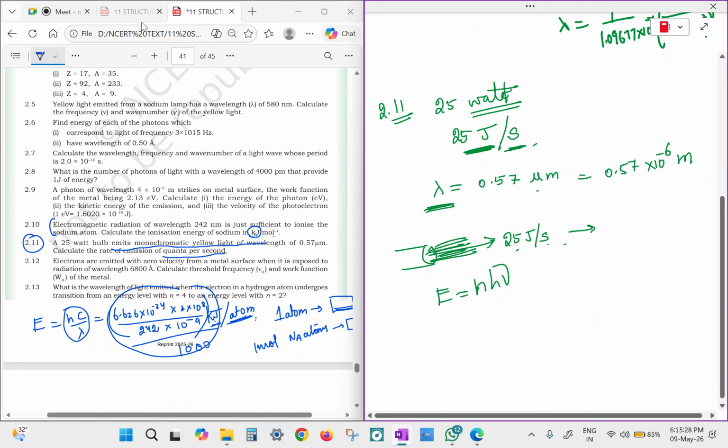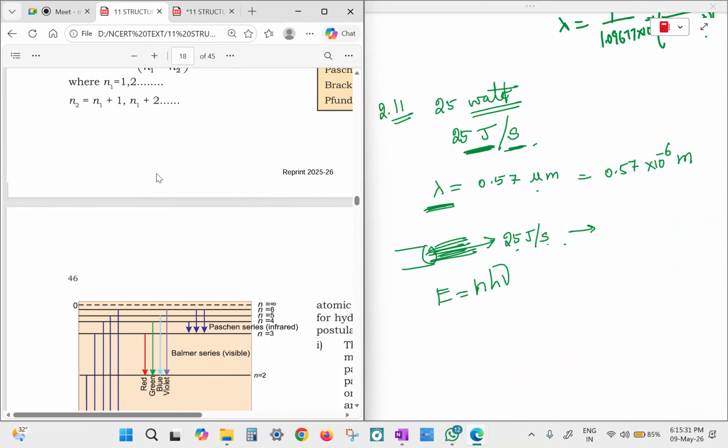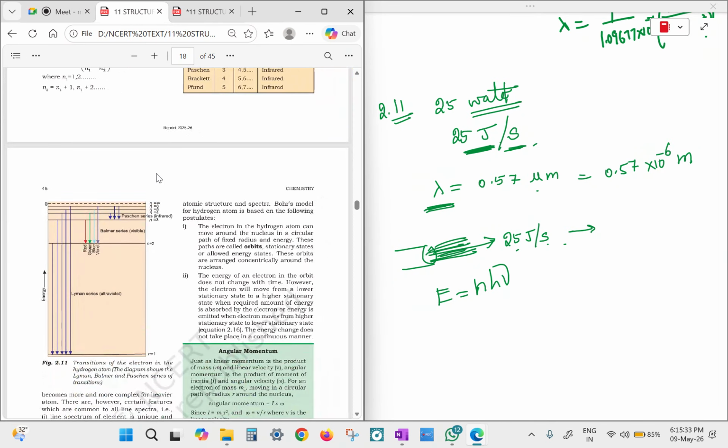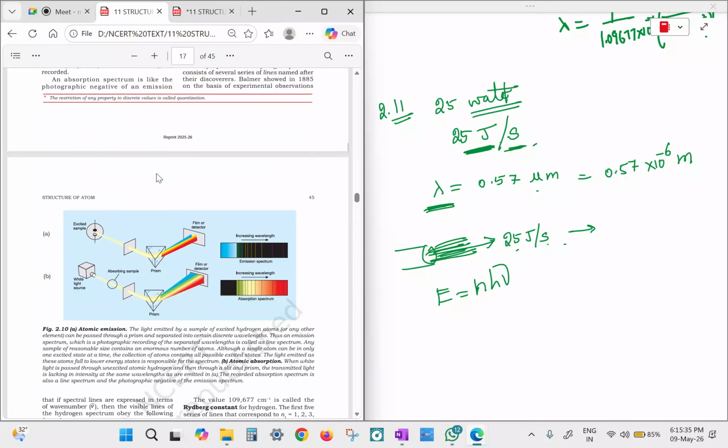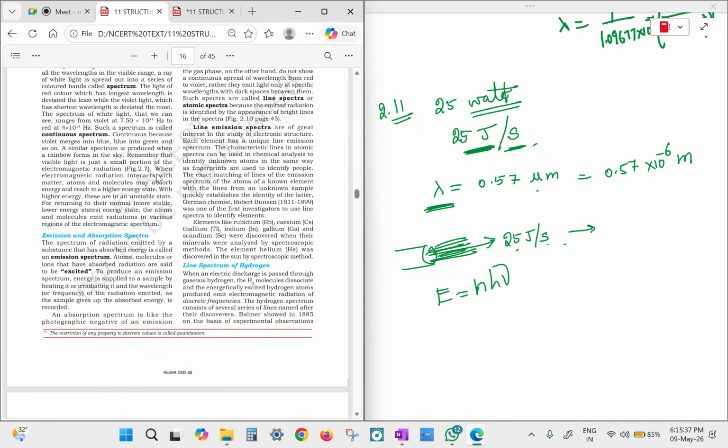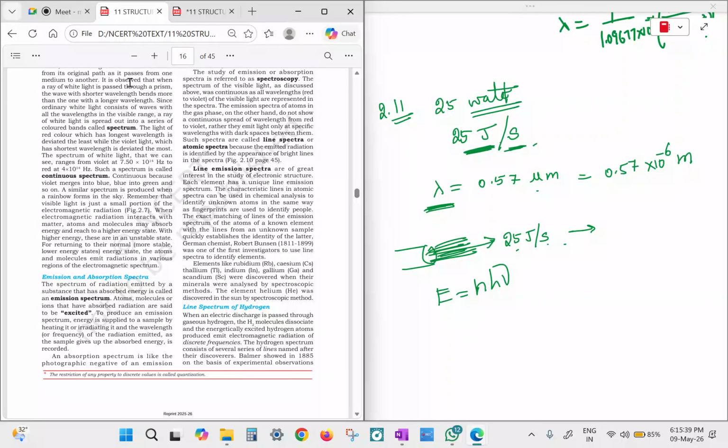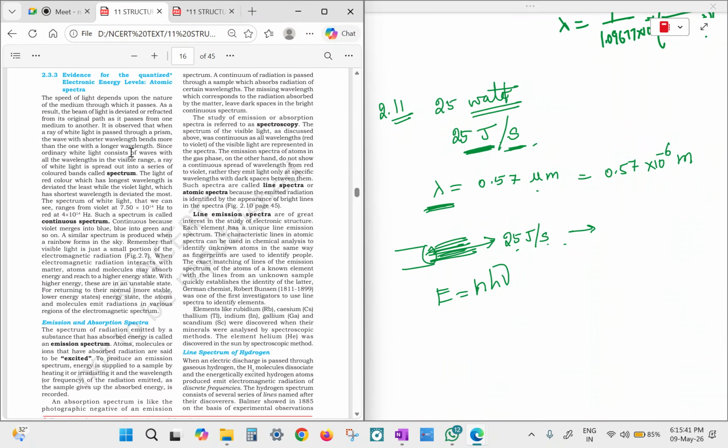See, there was a statement in the text that whenever atoms or molecules take in or give out energy, it gives it in the form of multiples of the photon. Remember?